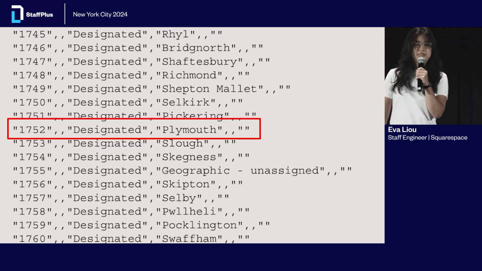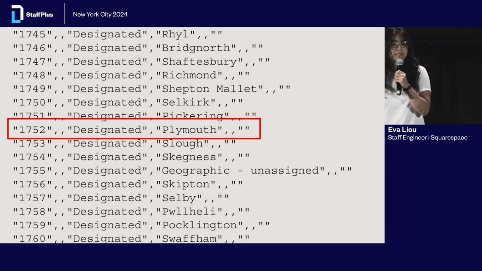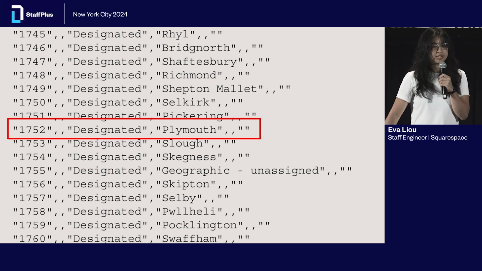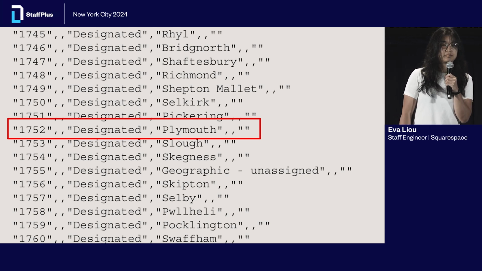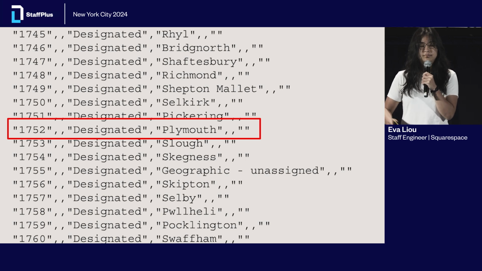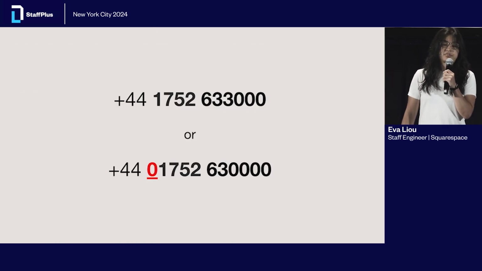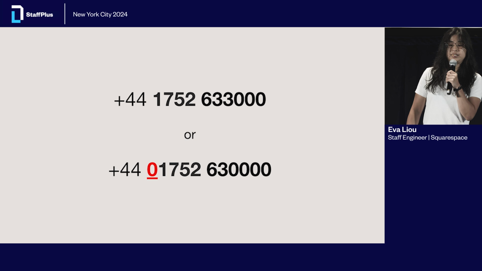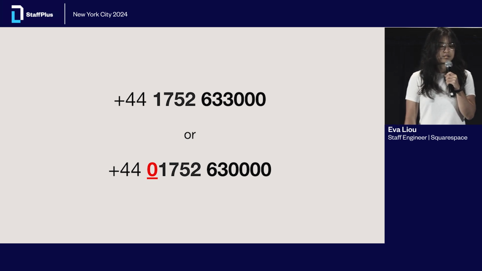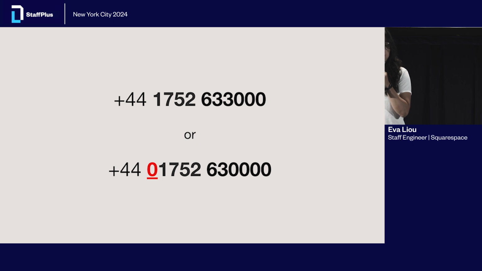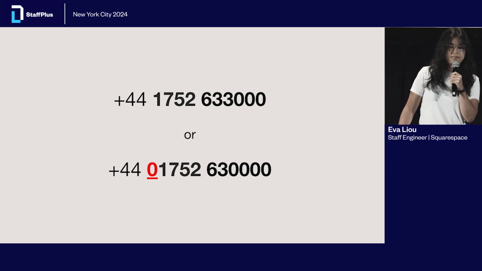For example, Plymouth is a port city in southwest England. According to the specification, the area code for Plymouth is 1752. This feels straightforward. But when you talk to customers in practice, a lot of people add a leading 0 to the area code of Plymouth. This leading 0 is not in the spec, and customers gave us that feedback directly. But why this distinction?